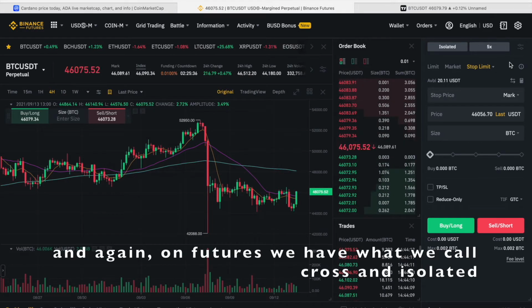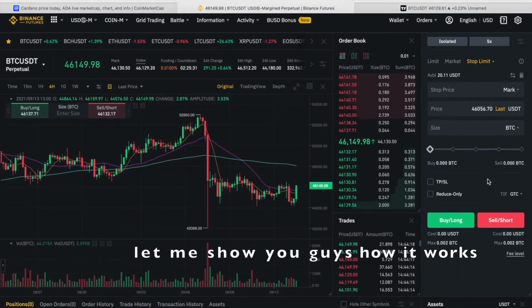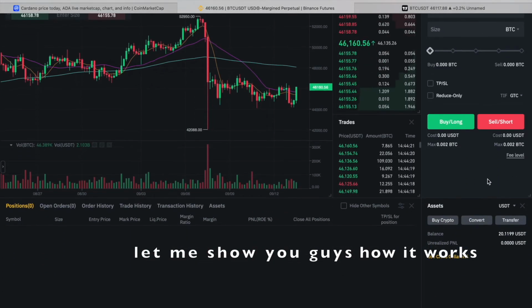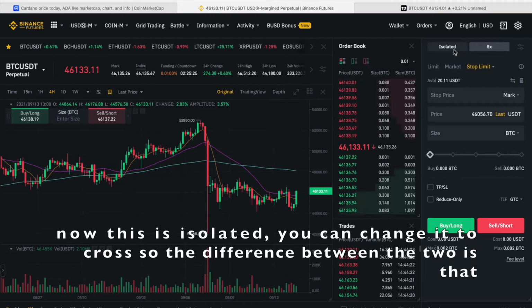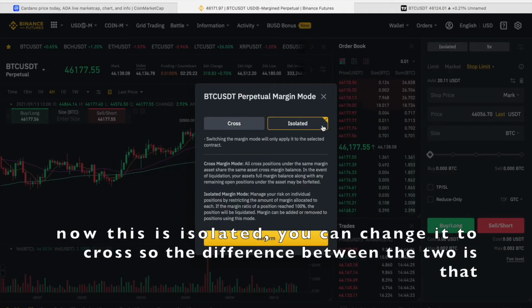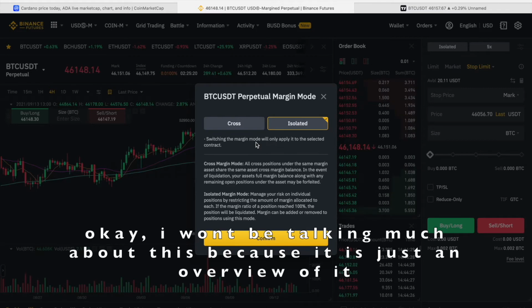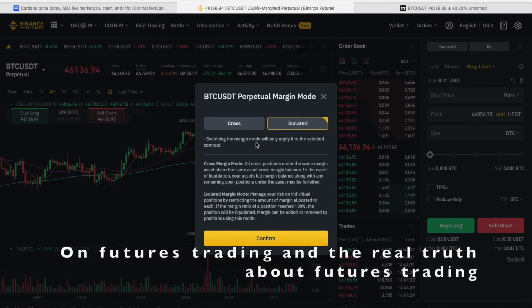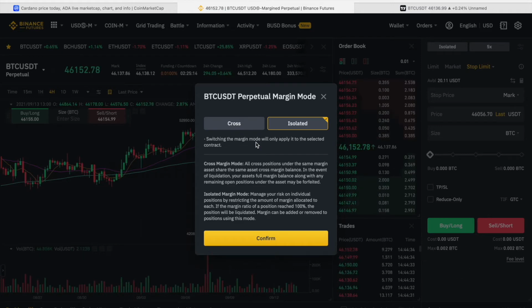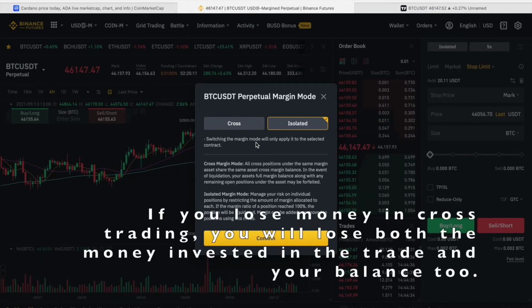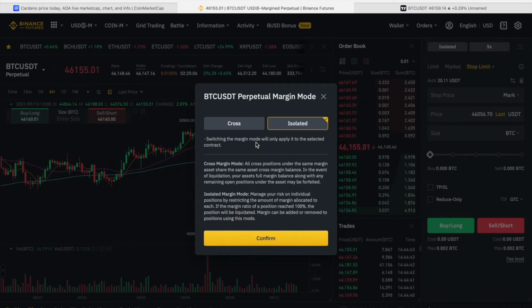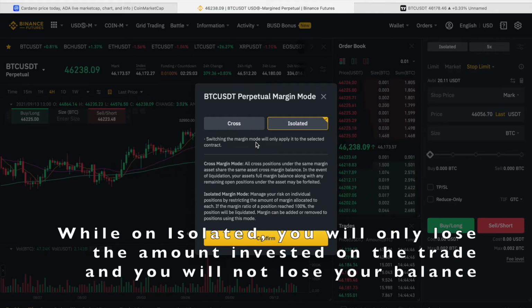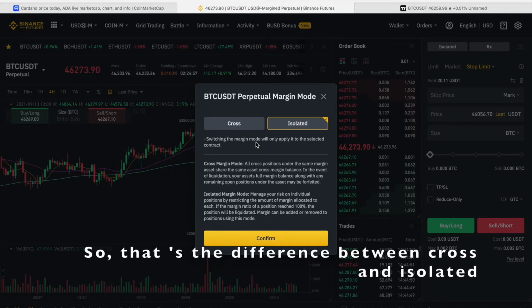And again, on futures, we have something we call cross and isolated. Let me show you guys how it works. Now this is isolated, so you can change it to cross. I won't talk much about this because it's just an overview of futures trading and the real truth about futures trading. In cross, if you lose money, you will lose both the money you invested in the trade and your balance too. While on isolated, you only lose the amount invested in the trade. You won't lose your balance. So that's the difference between cross and isolated.